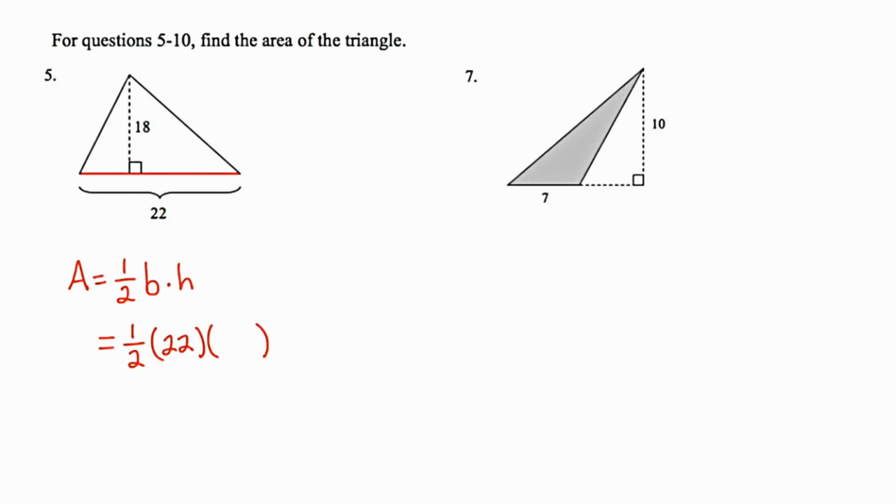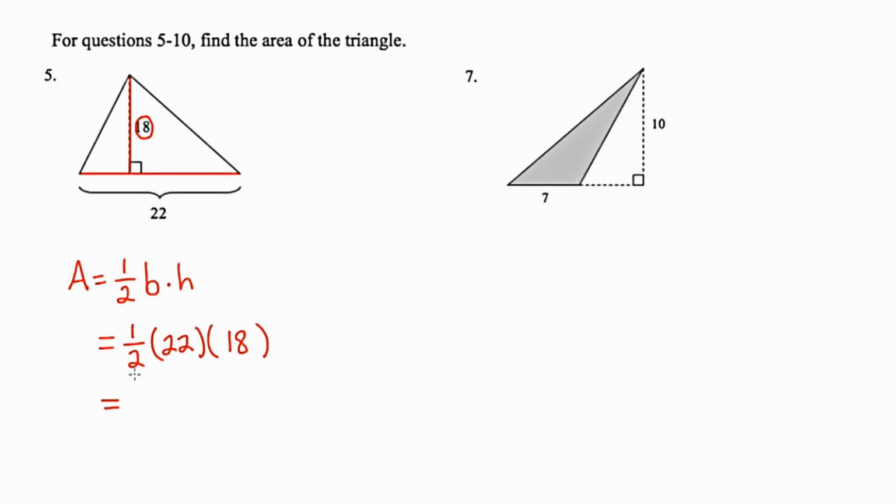Now the height is going to be the segment that's perpendicular to the base. And that happens to be this dotted line that's marked as 18. So the height of this triangle is 18. And I'm going to insert that into the formula as well.